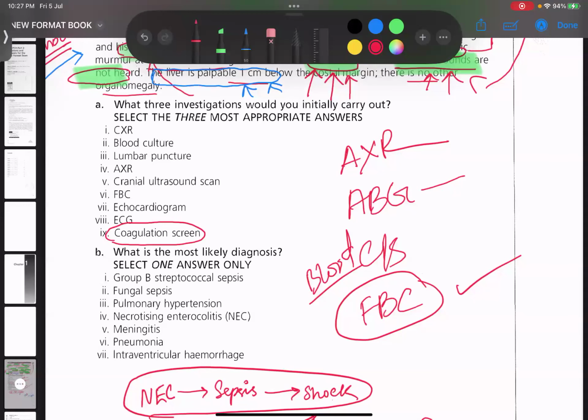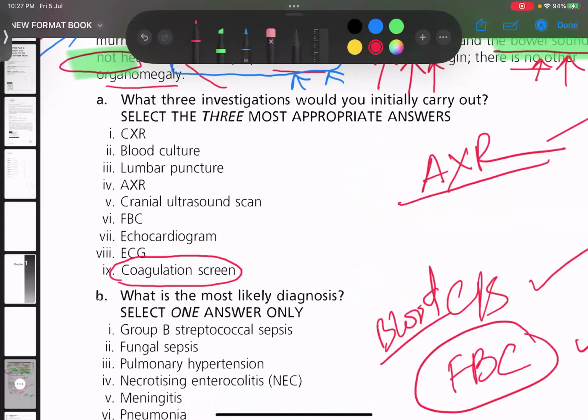Okay, so I thought ABG is actually not there in the options, and because the child came with tachypnea, I thought of abdominal X-ray, blood culture, and full blood count. Now if you look at any other option, that is lumbar puncture, we had very little information supporting meningitis, that is a raised temperature and occasional apnea. Other than that, we didn't have any information supporting it. The points favoring septic shock as well as NEC were more as compared to meningitis.